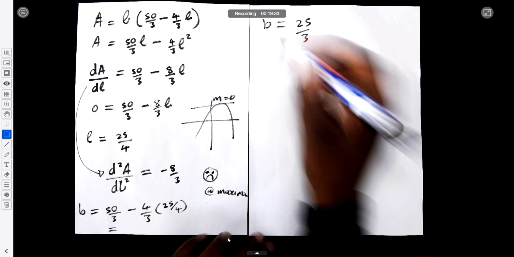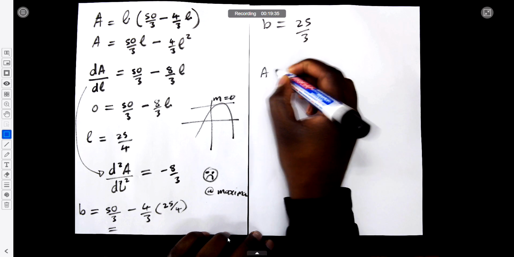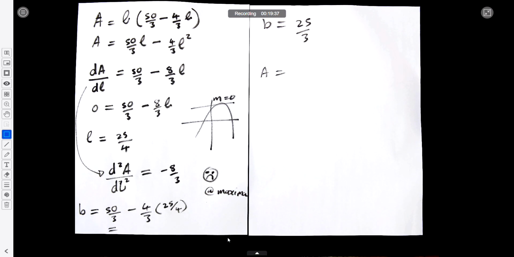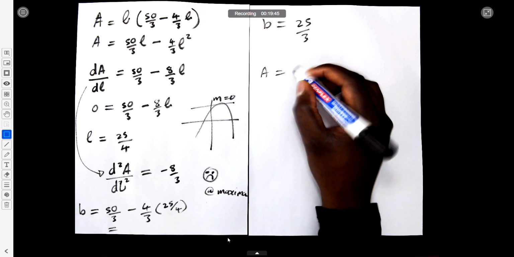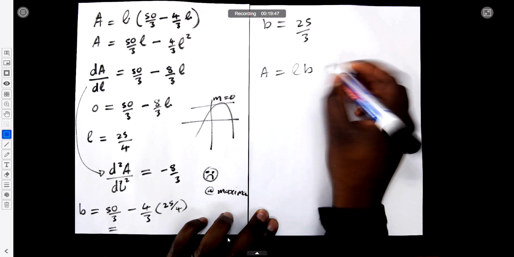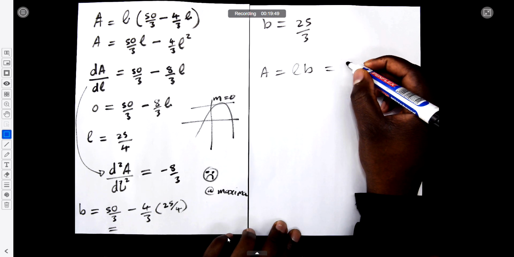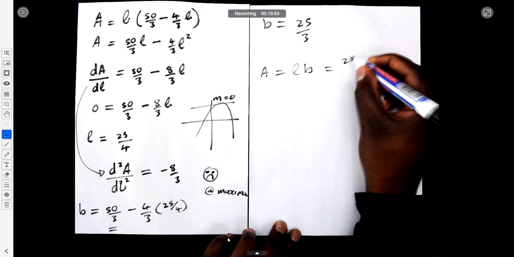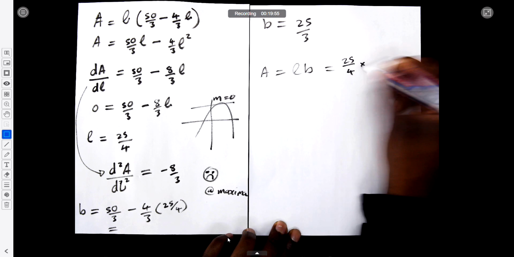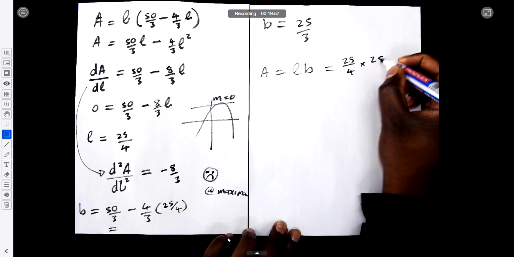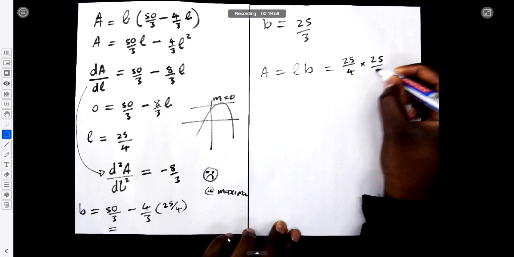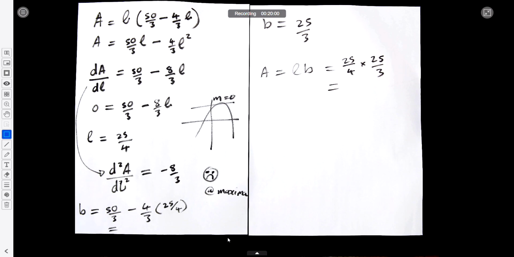So now let us find the maximum area to be covered by this amount, 5,000 rand. It is going to be equals to L times B. We did that, L times B. We said L is 25 over 4 multiplied by 25 over 3, area, that's what we have.